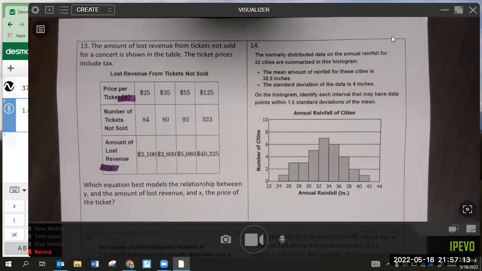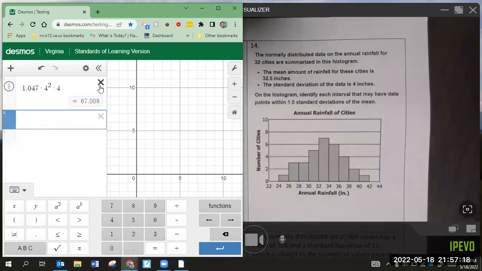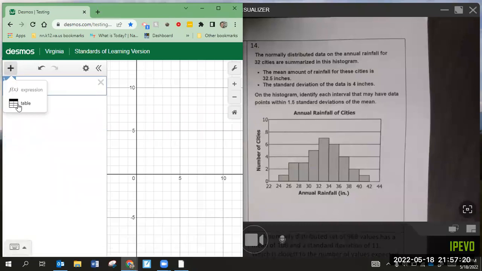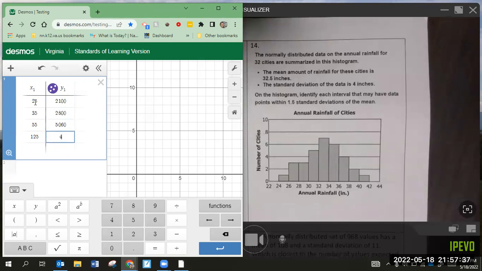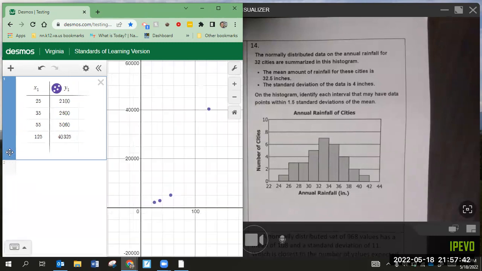So I'm going to go straight to Desmos and I'm going to create this table with X's and Y's. So come here to my plus sign, create this little table, and my X values are 25, 35, 55, and 125. My revenue lost was 2,100, 2,850, 6,050, and 40,325. And if I can't see my data points, I can always hit zoom fit, and it's going to go ahead and do this lovely curve for me.